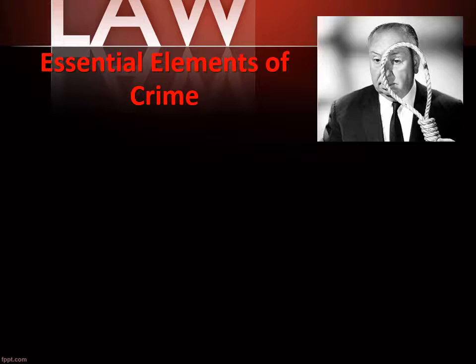Now, like with any area of law, we have essential elements of a crime. Just like with torts, intentional torts, we had the essential elements. These are the essential elements of crime. Basically, the elements of crime are ones of culpability. We find this in Anglo-American law, and it's founded on the idea that certain premises are more or less strictly observed by legislatures and courts when formulating substantive law of crimes. Thus, the prosecution is generally required to prove the following elements of a criminal offense.